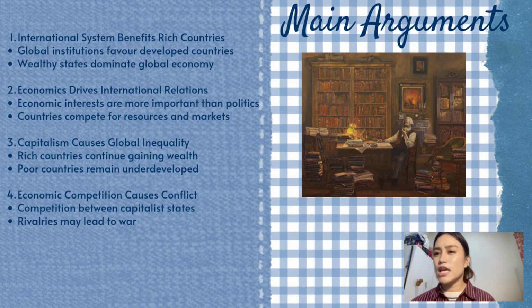Secondly, economics drives international relations. Unlike realism, which focuses on military power and security, Marxism argues that economic interests are the main causes of international relations. Countries compete for oil, natural resources, markets, and investment opportunities because economic power is closely connected to political power. Thirdly, capitalism causes global inequality.